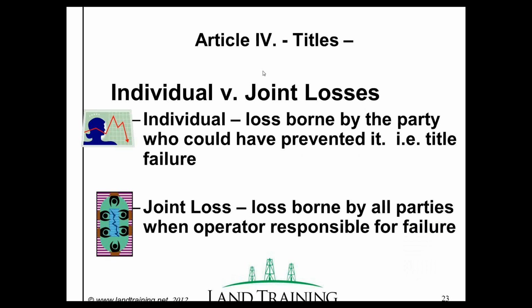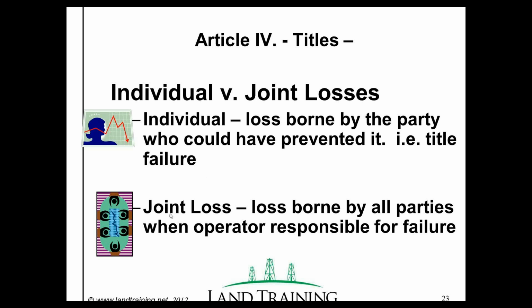Okay, now we're at Article 4, and we're looking at individual versus joint losses. Just a little bit of law here. When we're talking about an individual loss, that means whoever could have prevented that loss pays for the damages. So in the case of a title failure, for example, if you were the party that bought the lease and you hired a landman who ran title incorrectly, that's your loss. You're going to have to pay for that, not the other working interest owners.